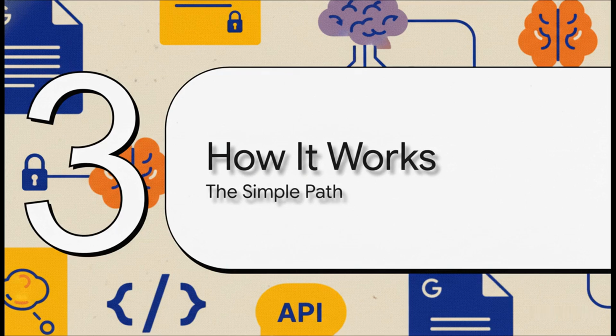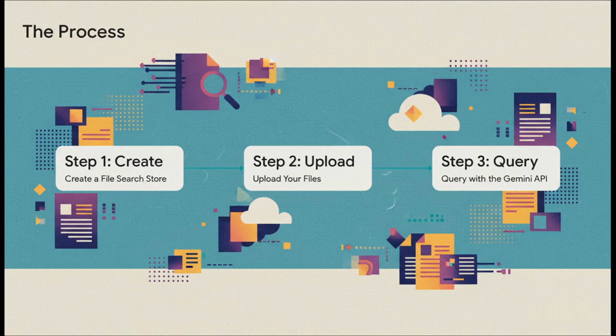Okay, so what does this super simple path actually look like? If you're a developer, what do you actually do? It really just boils down to 3 steps. Seriously. 1, you create a file search store. Think of it like your personal knowledge base.